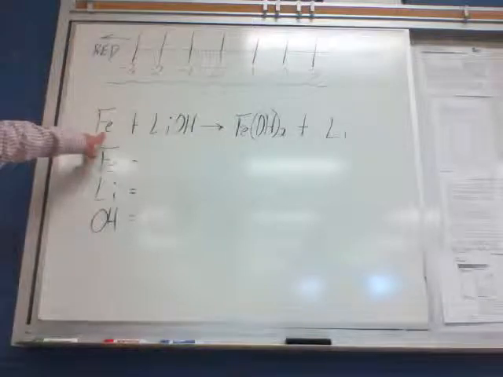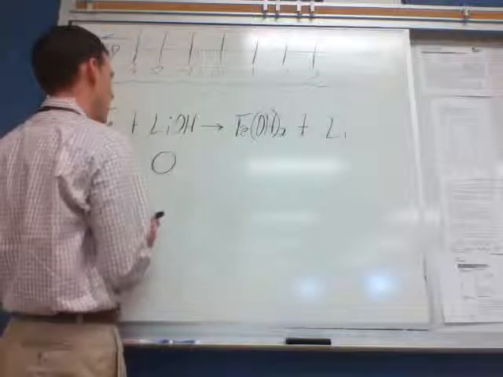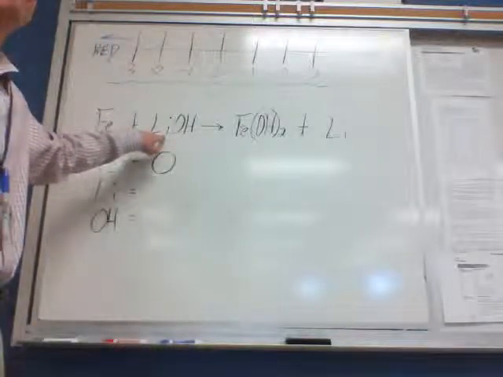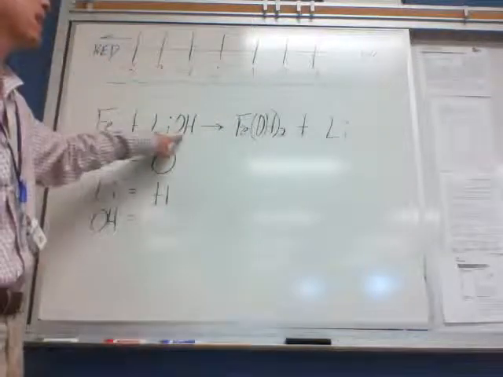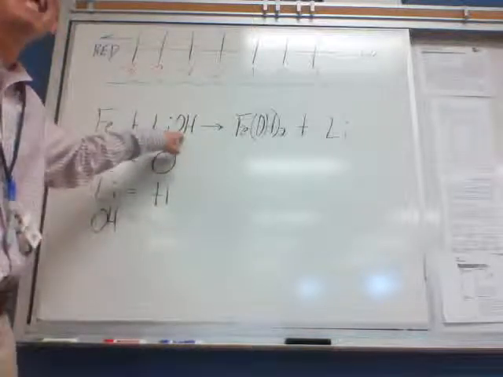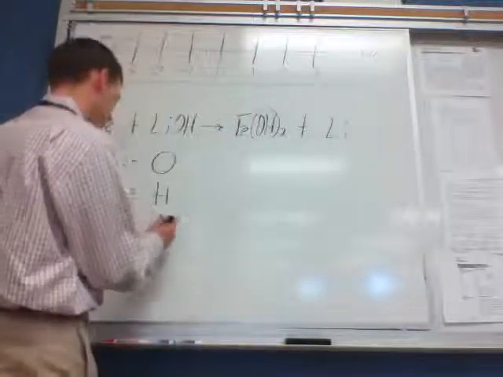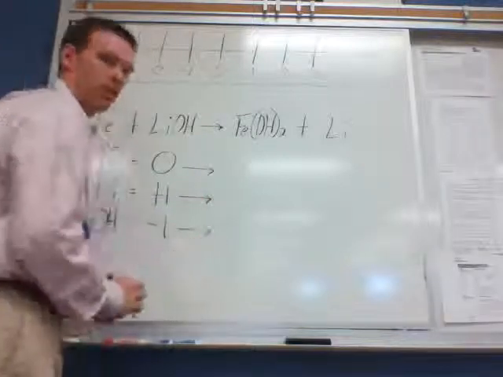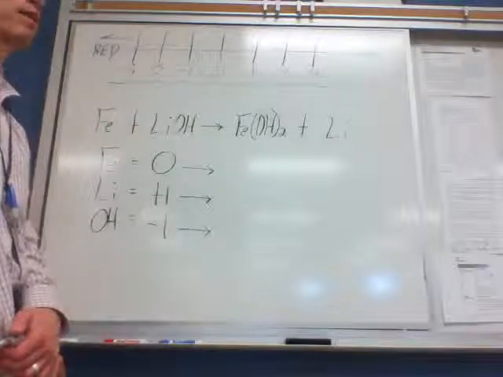What's the charge of this iron on my reactant side? 0. He's all by himself. Don't mess that up. What's the charge of lithium in a compound? Lithium on your periodic table is +1. What's the charge of hydroxide in a compound? Check the polyatomic list. -1. All right, if you look at hydroxide, he's -1. Let's check our products.